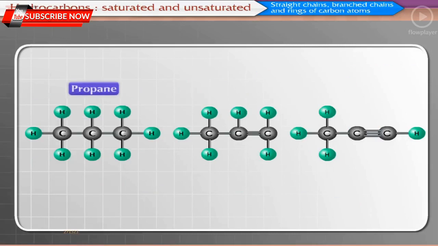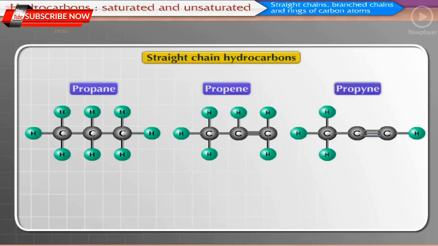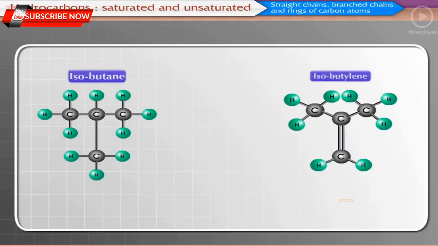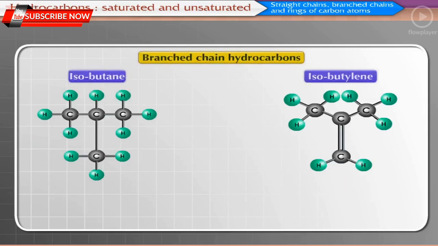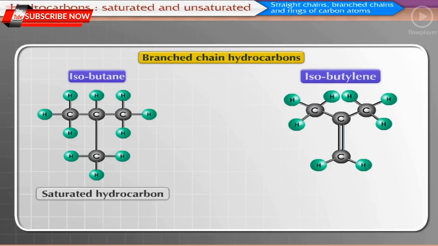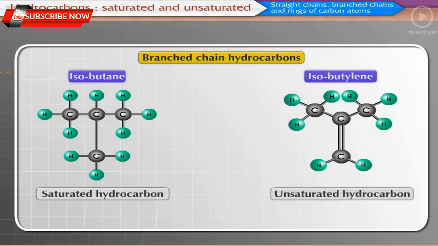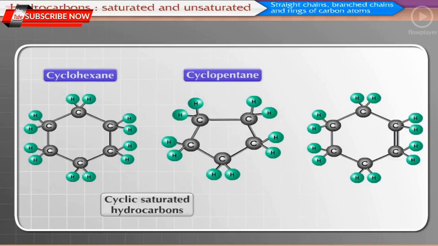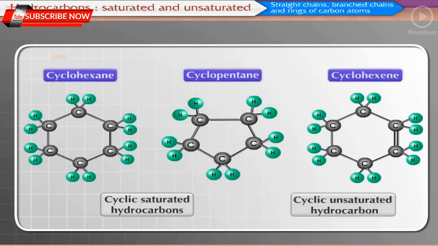For example, propane, propene and propyne are straight chain hydrocarbons such that propane is a saturated hydrocarbon, while propene and propyne are unsaturated hydrocarbons. Similarly, isobutane and isobutylene are branch chain hydrocarbons. But isobutane is a saturated hydrocarbon and isobutylene is an unsaturated hydrocarbon. Cyclohexane and cyclopentane are cyclic saturated hydrocarbons, while cyclohexene is a cyclic unsaturated hydrocarbon.